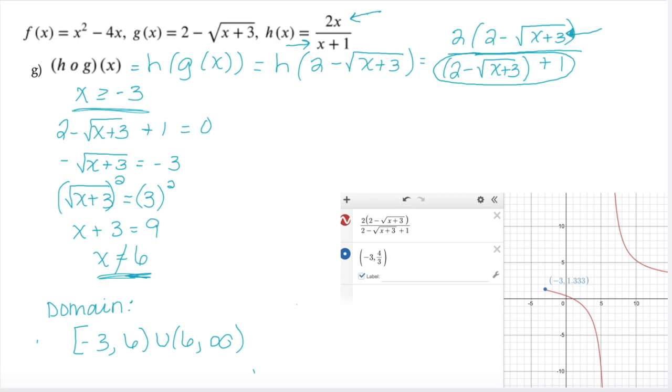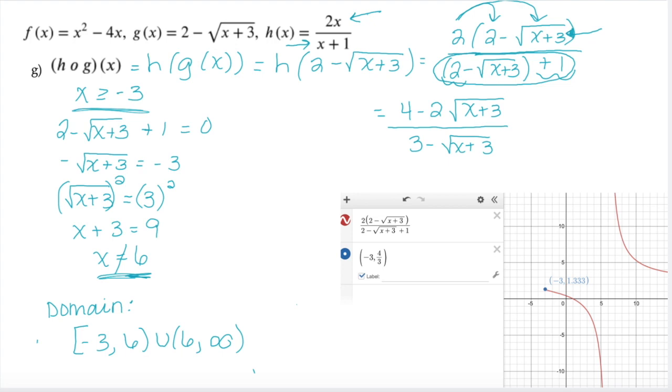Now the only thing that we can do when we're solving is distribute. I'm not going to make you rationalize the denominator at all, and then combine like terms in our denominator. So when we simplify h of g of x, we have 4 minus 2 square root x plus 3 over 2 plus 1 is 3 minus the square root of x plus 3. So again, I'm not going to make you rationalize the denominator because it doesn't have any of those directions in my open math, so it'll save us some time.